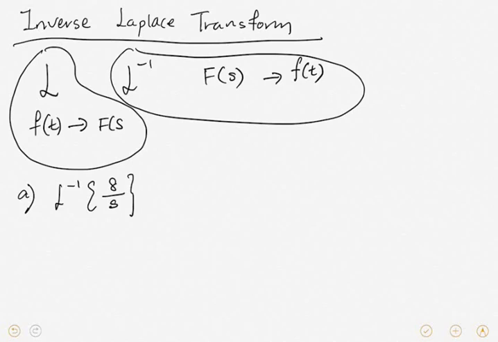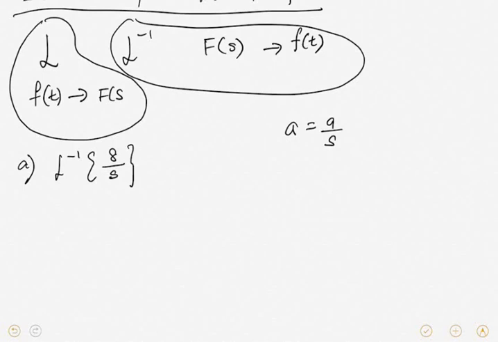We know that from the table of Laplace transform, we obtain A equal to A over S. So now, the inverse Laplace transform of 8 over S actually is, you can take out the constant 8, and then take the inverse Laplace transform of 1 over S. Now you can see the pattern. So you know that this is equivalent to 8.